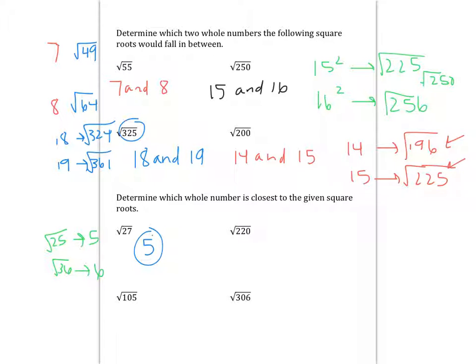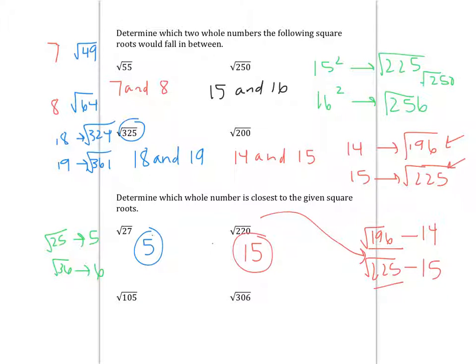So now let's look at 220. So if we think about our perfect squares, we have 14 squared is 196. So 196 goes with 14. And then above 14 would be 15, and the square root of 225 equals 15. So we know that 220 fits somewhere between these two, so which is it closer to? Well, it's only 5 away from 225, but definitely more than 5 away from 196. So here it would be closest to the whole number of 15.